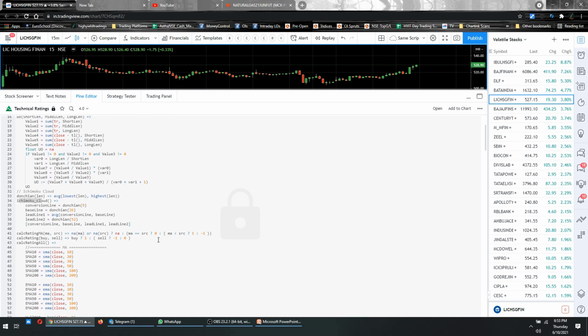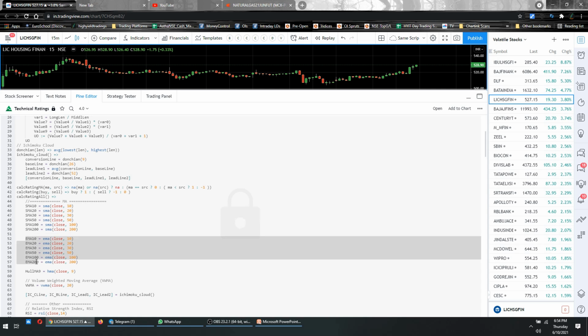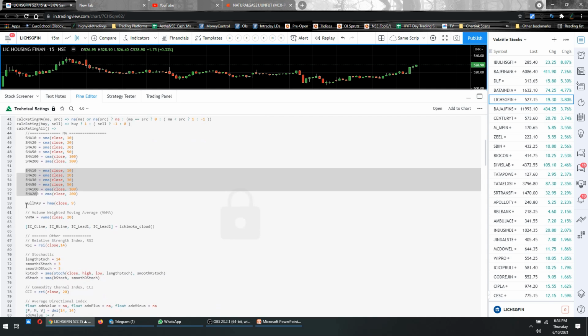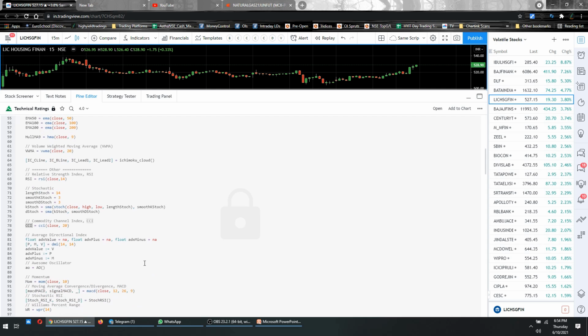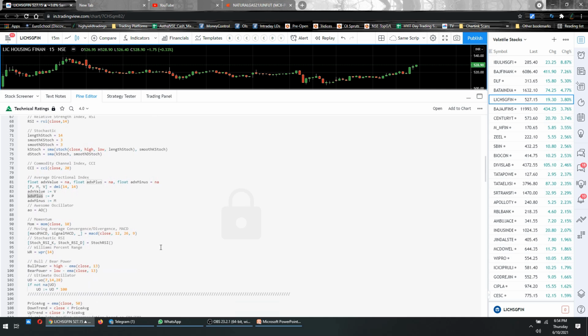You go down further, we have so many simple moving averages. We have so many exponential moving averages that have been considered. If you go down further, we have the Hull moving average. We have the VWMA, we have the RSI. We have the stochastics, we have the CCI, we have ADX. You can just have a look here. So it's filled up with indicators and oscillators.